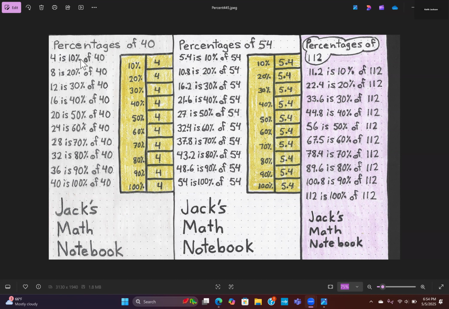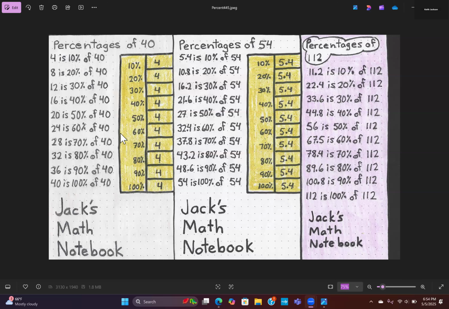Did you know that 10% of any number is that same number minus a zero? Or we just walk the decimal point back one place over to the left, and now we have 4. And here's a wonderful thing about 10%: we can use that 4, and we can just add it up 10 times right here because we know that 4 times 10 will give us 40. And in this case, 40 is 100% of 40.